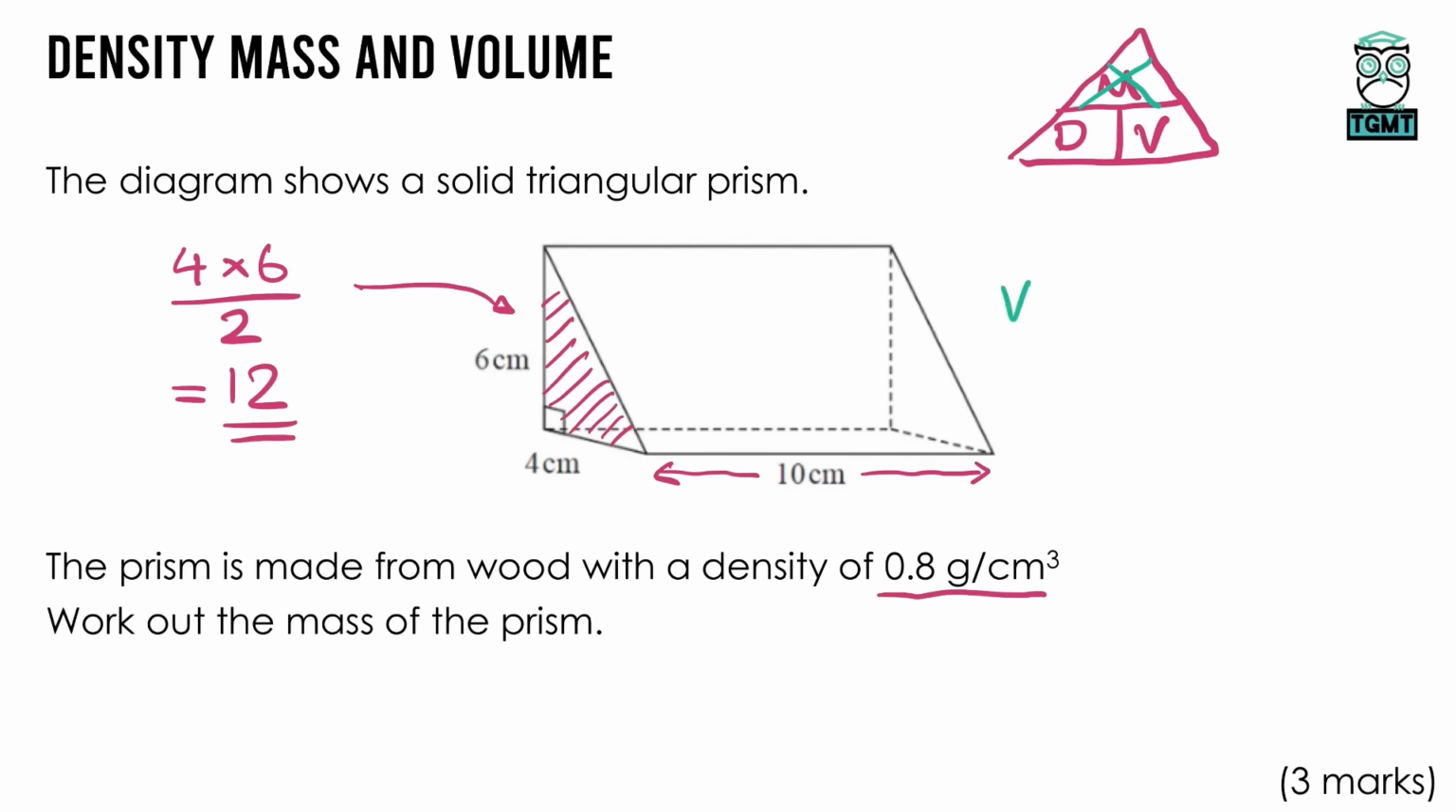To get the volume, you take the area of the cross-section and you multiply it by the length that it goes through the shape. So 12 times 10 gives us a volume of 120 centimetres cubed.